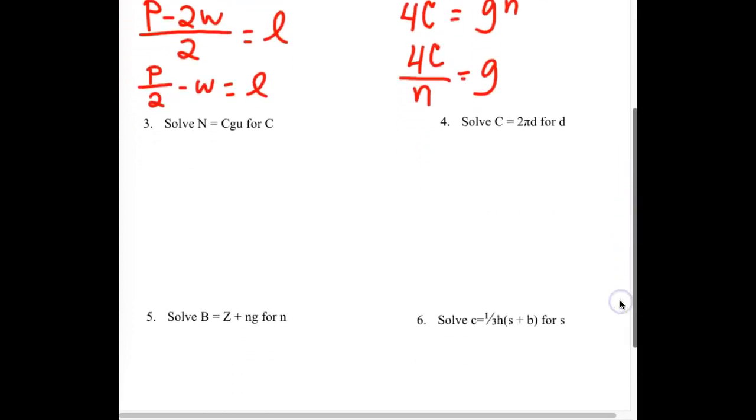All right. Question 3. N equals CGU. I'm trying to solve for C. What do I have to move? The G and the U. How am I going to move them? Can I divide them all at the same time? Yep. I can take that whole quantity and divide it over. So N is going to get divided by the GU, and we'll have C left over. All right. Go ahead and do question 4.